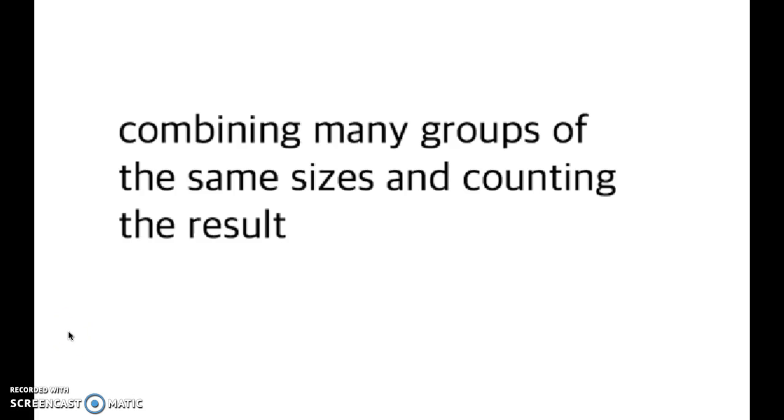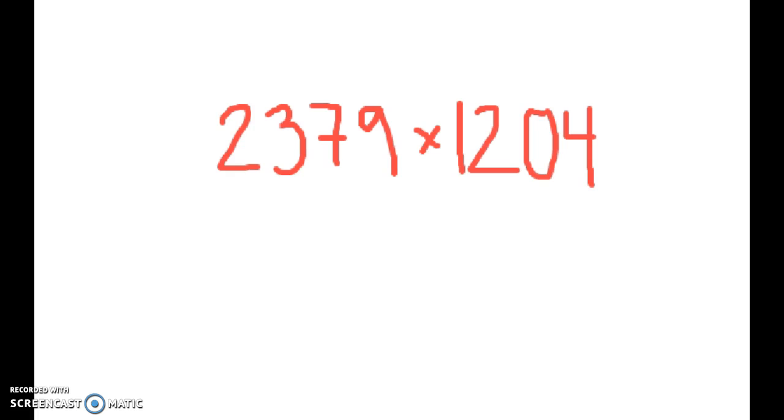Alright, today we'll be talking about multiplication. Multiplication is combining many groups of the same sizes and counting the result. Today our two groups are going to be 2,379 times 1,204. Instead of just trying to flat out combine these two huge numbers and count the result, we're going to take it piece by piece.